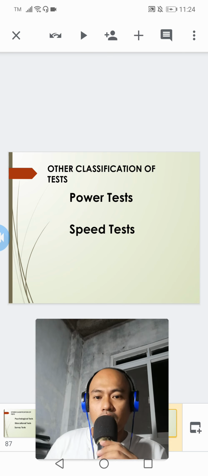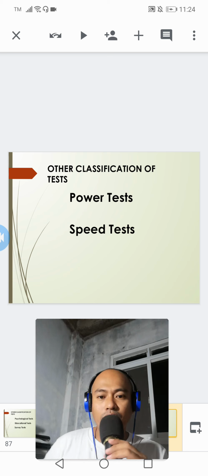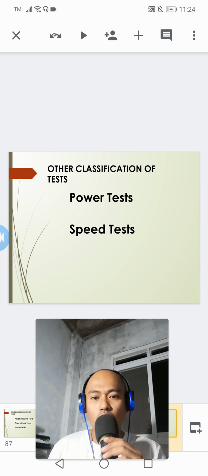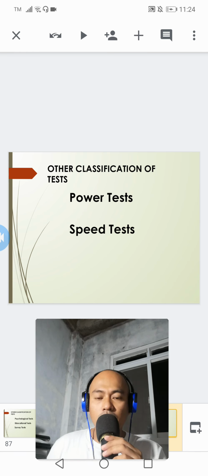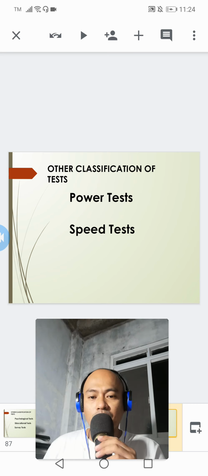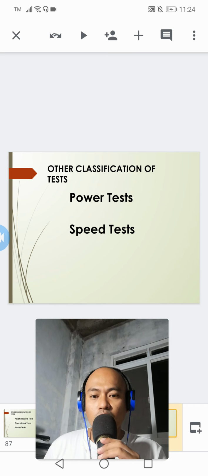So these are the different types of tests, whether standardized tests or teacher-made tests. So I hope you have learned something about the different test formats that are usually developed by test developers or test constructors.